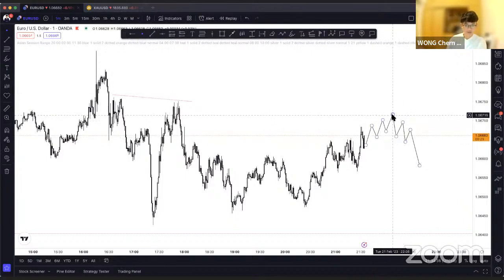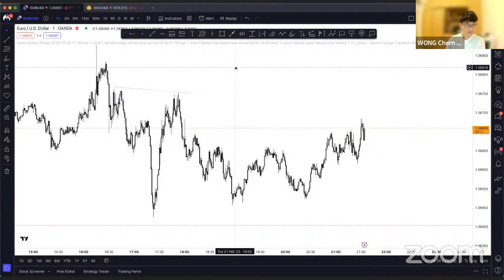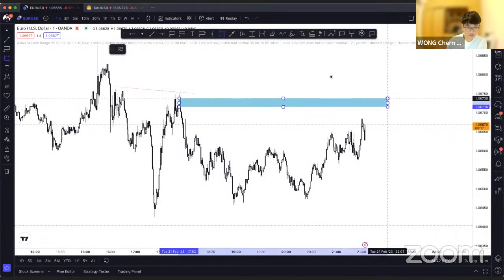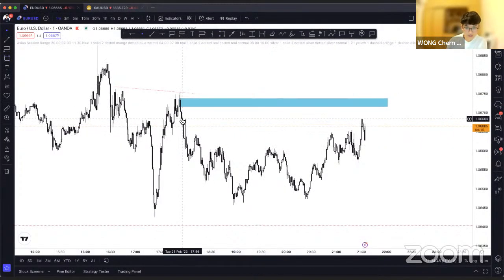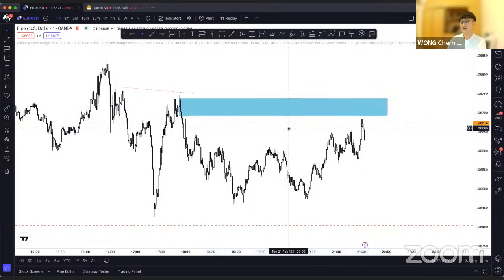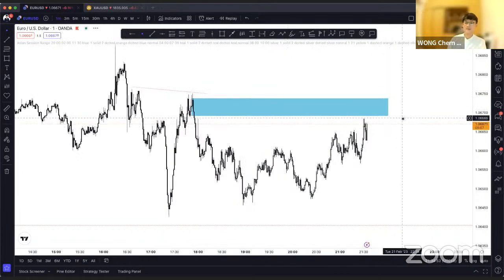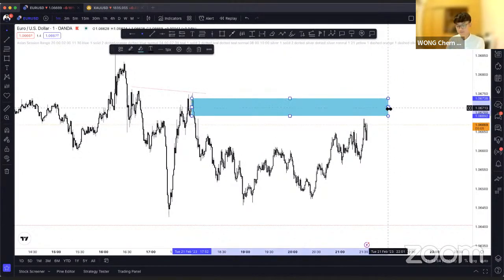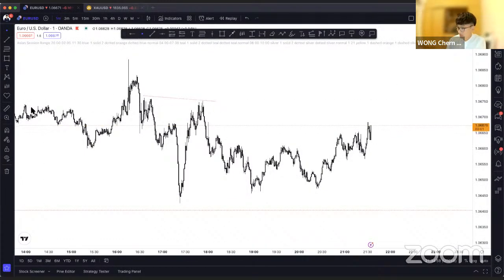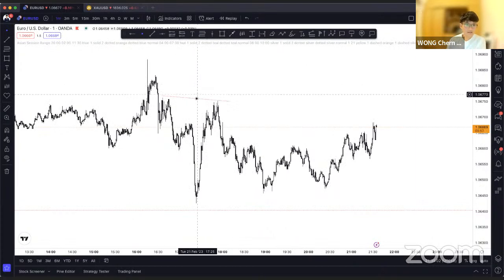All right, so enough rambling on from me. I've already marked out the few zones. This as a potential zone, and that below over here is also a potential zone. Basically, this entire area here, we'll be looking for some kind of potential shots, of course, waiting for proper confirmation. So that will be it from me for euro dollar, and let me just head to the gold chart shortly.